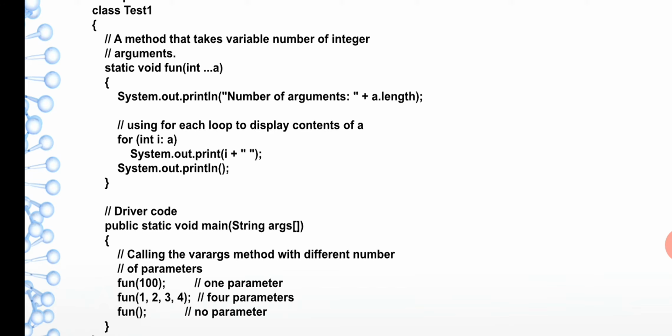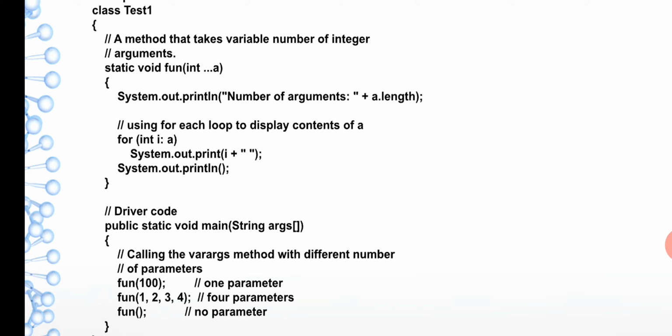Inside the fun method, you have System.out.println, number of arguments, plus a.length. Length is a predefined keyword, so it will directly get the length of the argument list. Now a holds the argument list, isn't it? Implicitly, a is nothing but an array. After that, you have a for loop: for, inside the bracket, int i colon a.